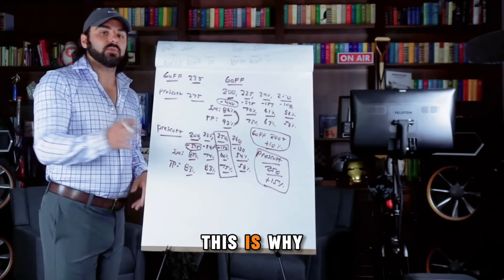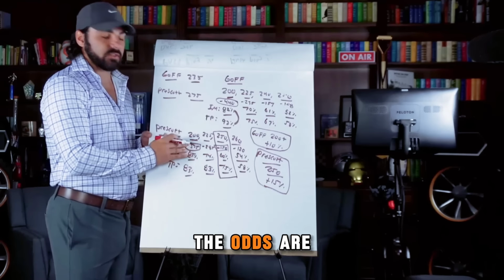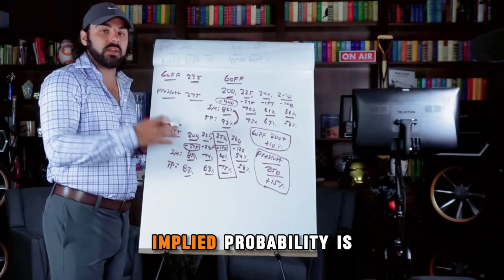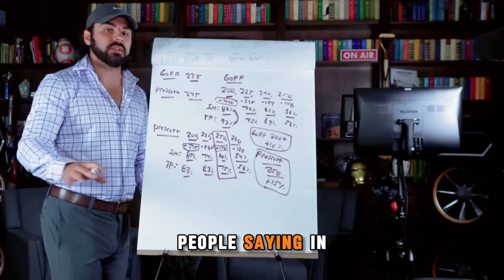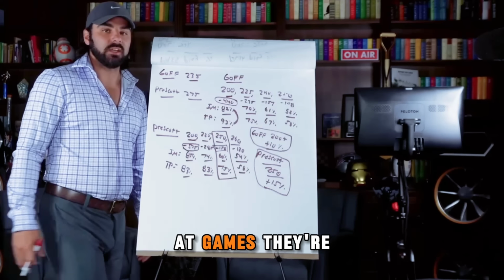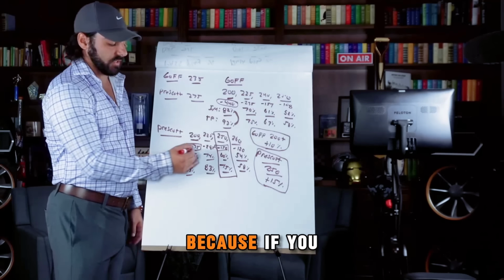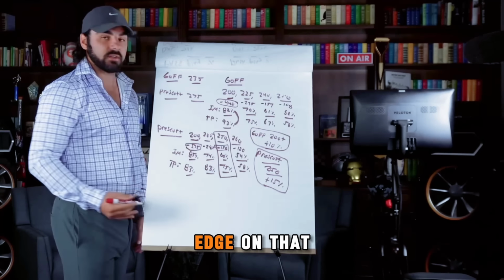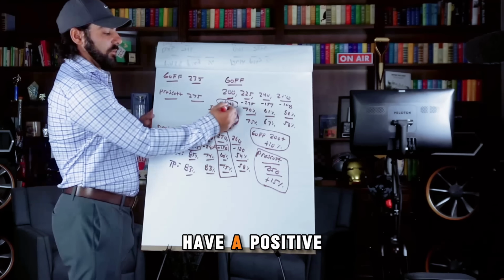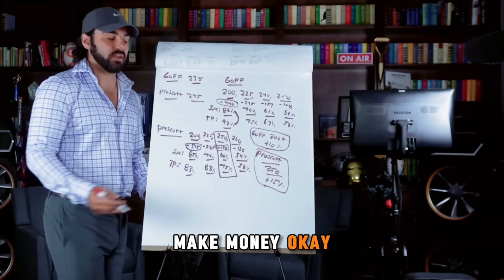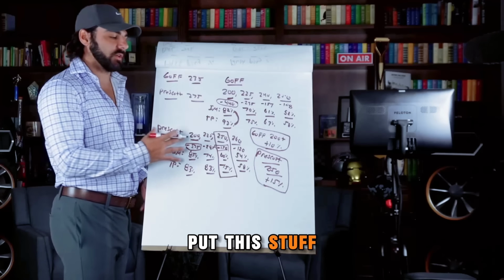Now you see, this is why you have to be able to break stuff down, because just because the odds are higher and the implied probability is higher, does not necessarily mean there's an edge there. I see a lot of people saying in the comments sometimes when they look at games, "Oh, minus 500 loses all the time." Well, they do, because if you have a negative edge on that play, you're going to lose long term betting that type of play. But if you have a positive edge, you're going to make money, okay? It's all about situational matchups and how to identify where to put this stuff.